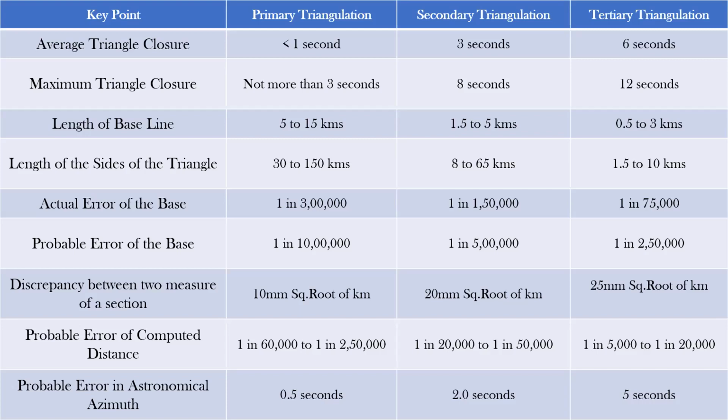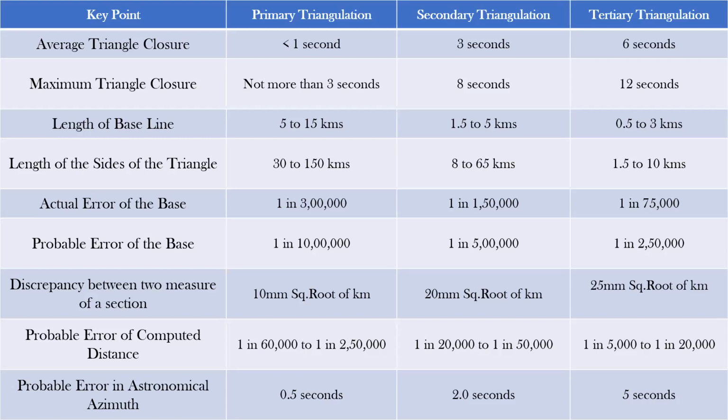What are the actual and probable error of the base allowed? 1 in 3 lakh and 1 in 10 lakh for a primary triangulation system. Look at the error probability you can give while doing the measurement. This is why the word precise is used when the primary triangulation system is carried out.